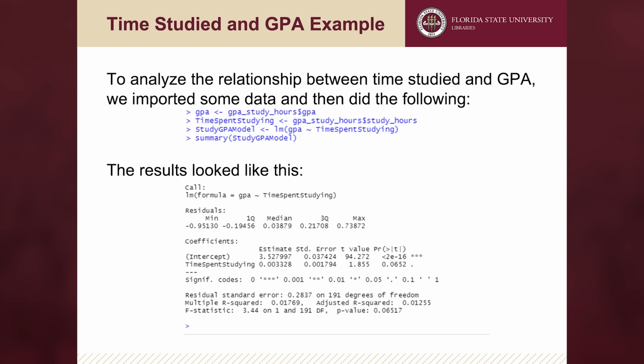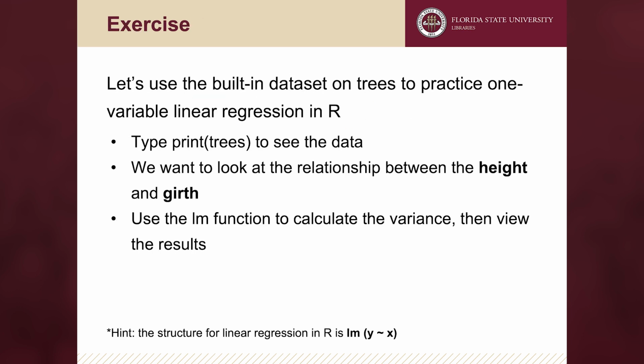So going back to the example we talked about earlier, if you wanted to look at the relationship between the time a student studies and their GPA, first you import your data, then you make your variables, then you perform your regression function with the LM. Since GPA is a dependent variable, that goes first. Then you use the summary function, and the results look like this. All right, so once again, we're going to use a built-in data set, this time on tree growth, and I will hand it back to Eli.